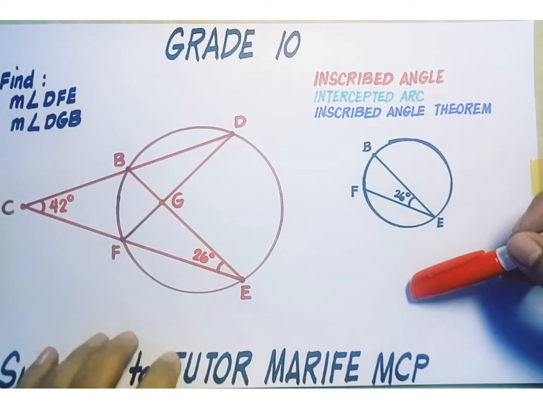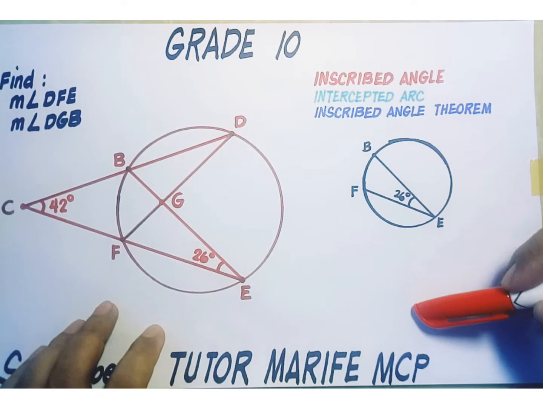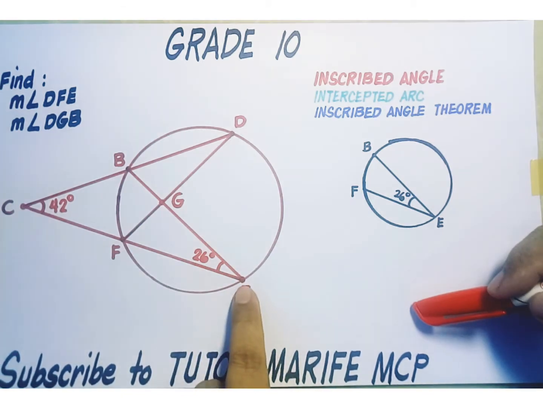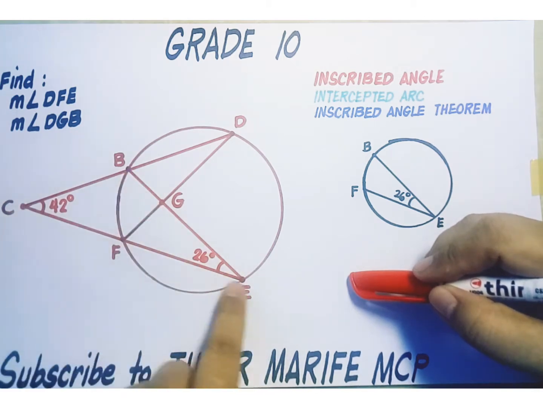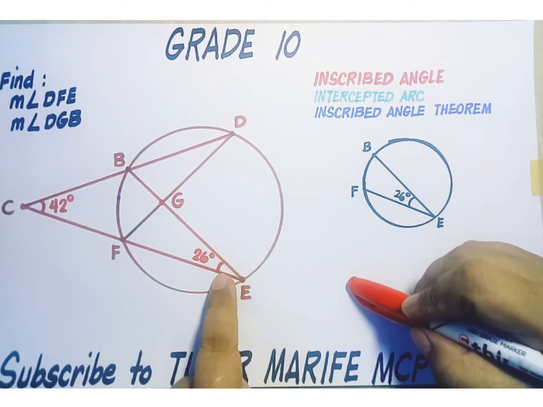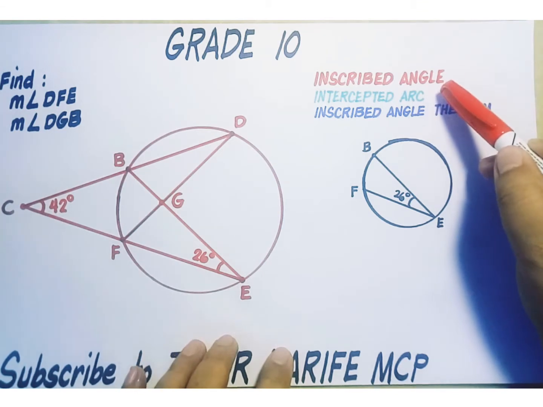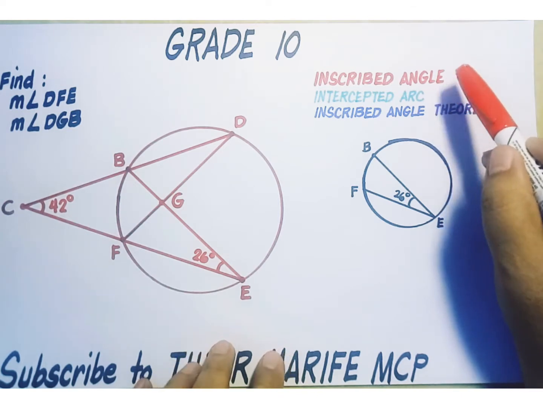Let's begin our solution by considering chords intersecting on the circumference of a circle. Look at chords BE and FE. The chords intersect at point E, which is on the circumference of the circle. The angle formed by the chords intersecting at point E is an inscribed angle. What is an inscribed angle? An inscribed angle can be defined as an angle formed by chords intersecting at a point on the circumference of a circle.